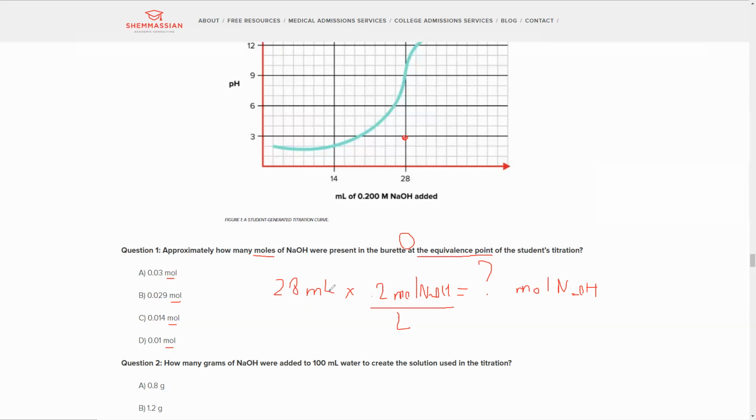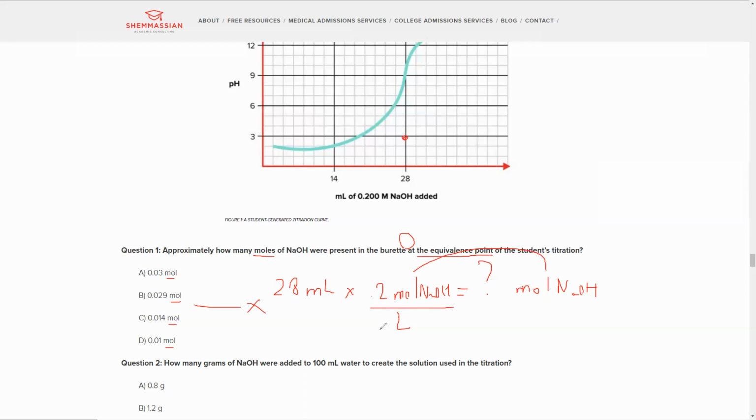Milliliter to liter conversion, right? That's one important part. We have moles to moles here, that's fine, but we have milliliters here and liters here, so that's not going to work. We need to convert the milliliters to liters. So how can we do that?